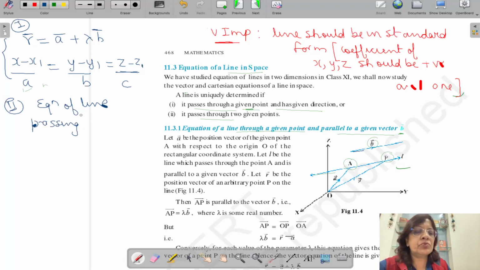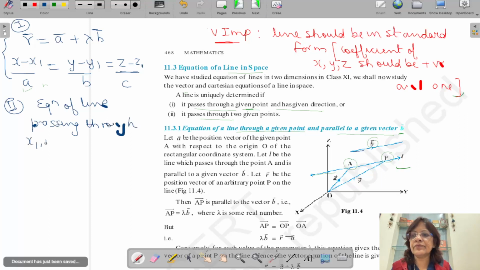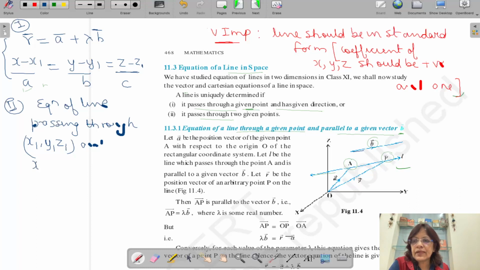Passing through 2 points. Okay. बस ये दो फॉर्मूले हैं. Passing through x1, y1, z1, and next is x2, y2, z2. Now see, this result comes from this equation only. How it comes?